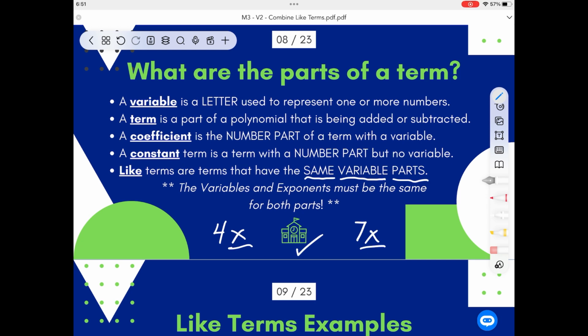Okay. Now let's look at this in a slightly different way. What if we had 4x and 7x squared? Well, they have the same variable, but the exponent is different. This one has an exponent of 2, and this one, we don't see an exponent, which means there's sort of a hidden exponent of 1 there. Because these are different, these would not be like terms. So just because they have the same variable, that's not enough. To be like terms, they have to have the same variable and exponent, and we call those the same variable parts. All right.